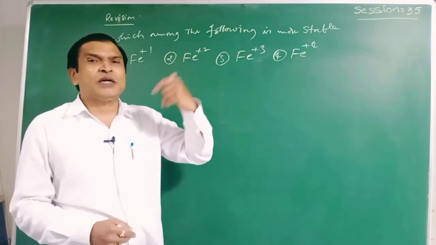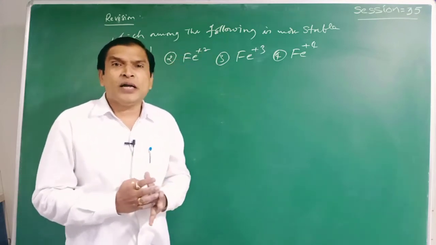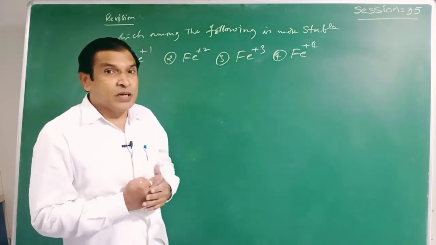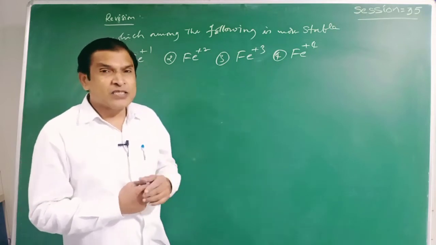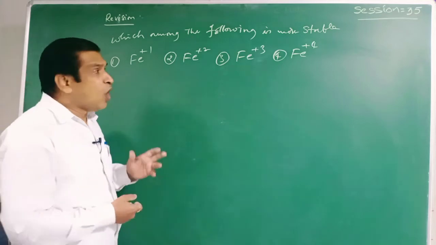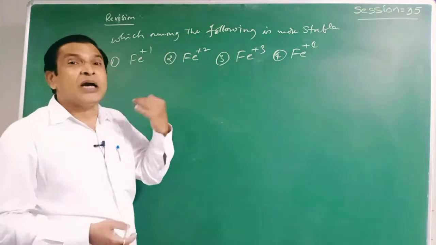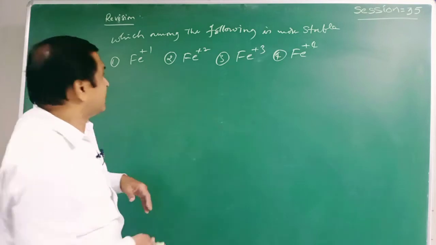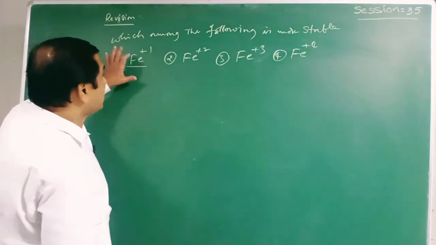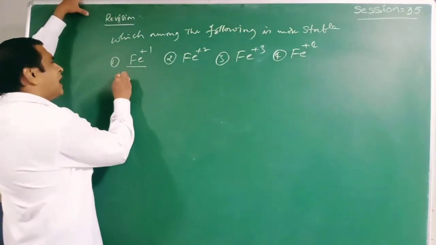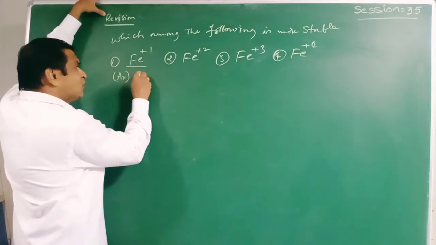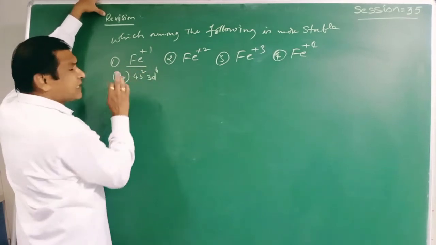So according to the significance of Hund's rule, we know that the species containing half-filled orbitals or completely filled orbitals are more stable. Based on the same concept we have to explain that. So let us see how many of these species have completely filled or half-filled orbitals. Iron atomic number is 26. First I will write the normal configuration: argon 4s2 3d6.